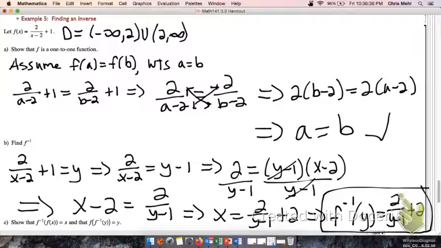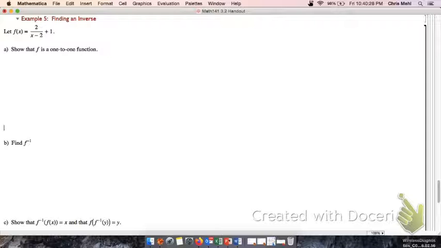The inverse in terms of y. Now, let me step back for a second. Now remember the domain.